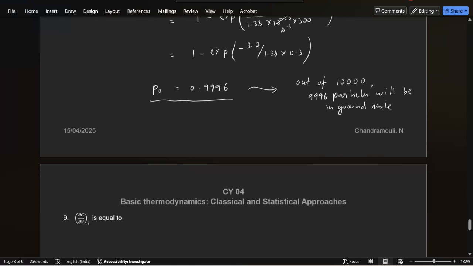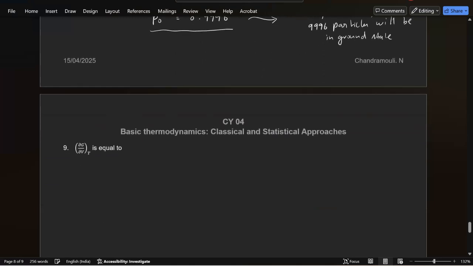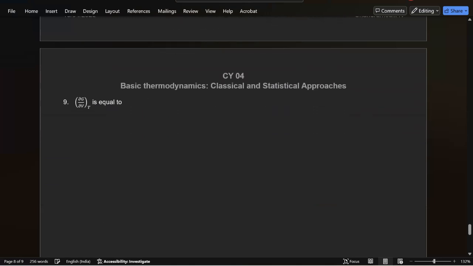Yes, sir. Okay, and if you understood that, then we'll go ahead to the next problem. Next problem is again a simple transformation. Here in the question, the options are in terms of isothermal compressibility, kappa T. We have to get it in terms of kappa T, isothermal compressibility.